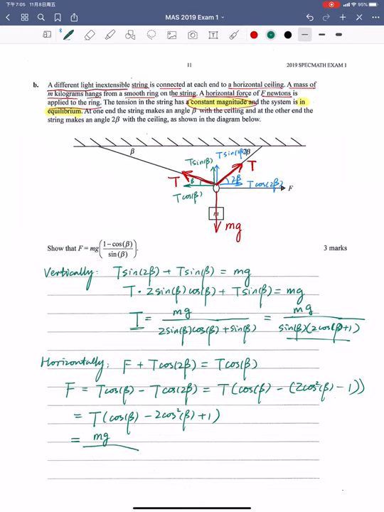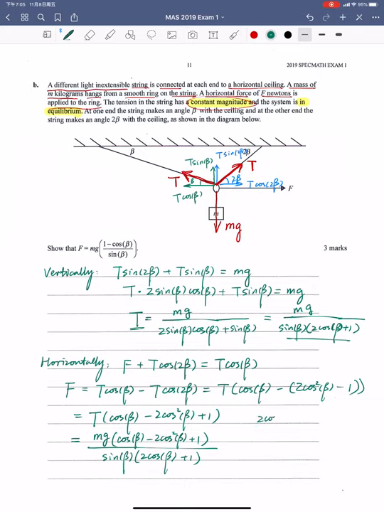Mg, let's write it nicely, sine beta 2 cos beta plus 1. And the top part will be cos beta minus 2 cos square beta plus 1. Now, let's think about that one.